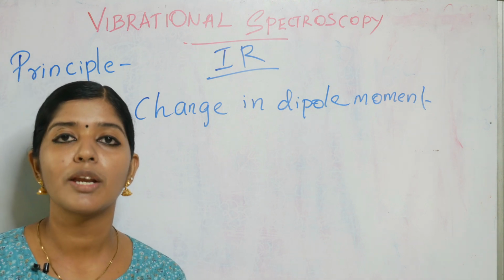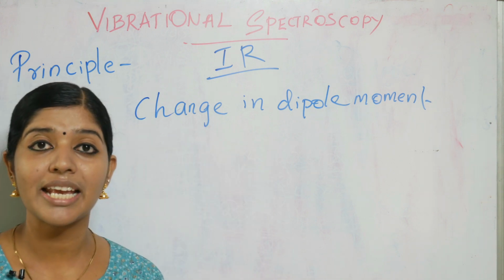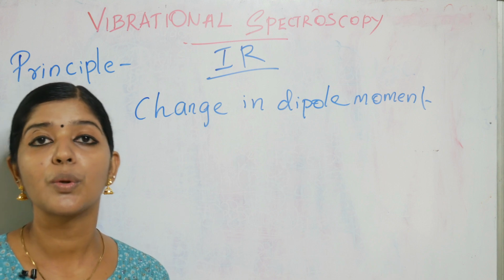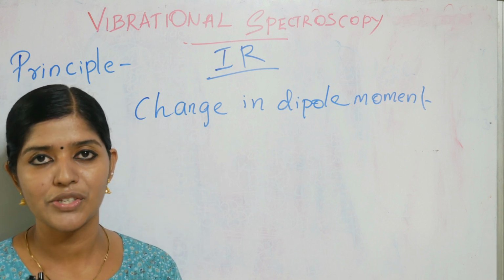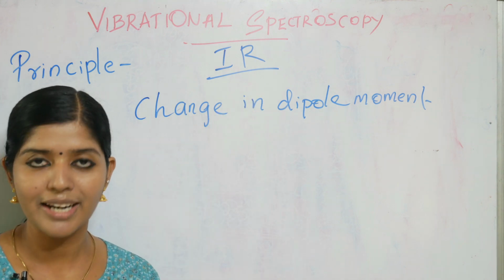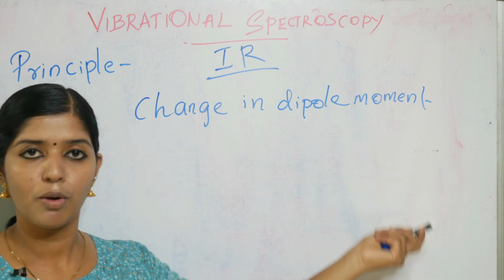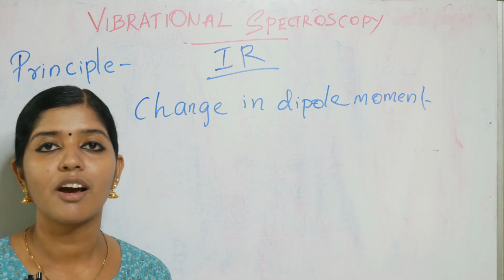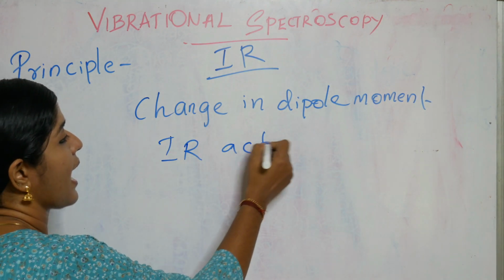So which molecules are IR active? Only those molecules which have a change in dipole moment during vibration. Change in dipole moment during vibration is the essential condition for exhibiting IR spectra. All those molecules which have a change in their dipole moment during vibration are called IR active.